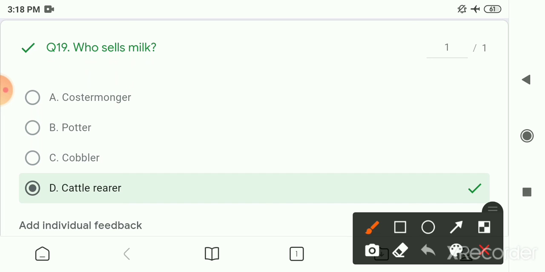Next, 19th number, who sells milk? The options are costermonger, potter, cobbler and cattle rearer. So here your answer is option D, that is cattle rearer. They rear the cattle for the production of milk. So that's why they are selling the milk. So here your answer is option D, cattle rearer.